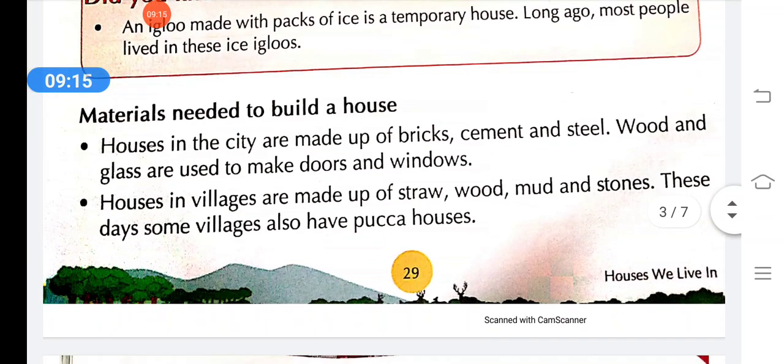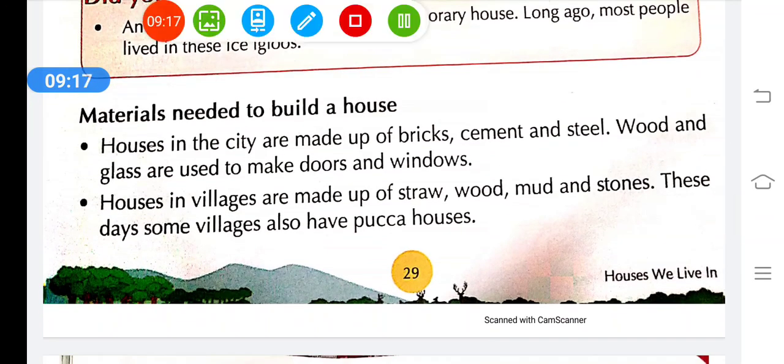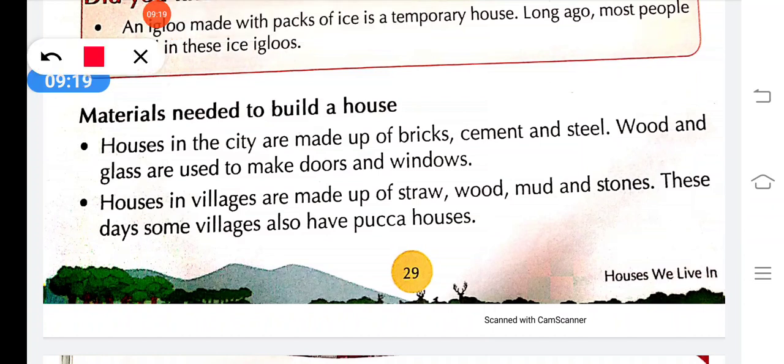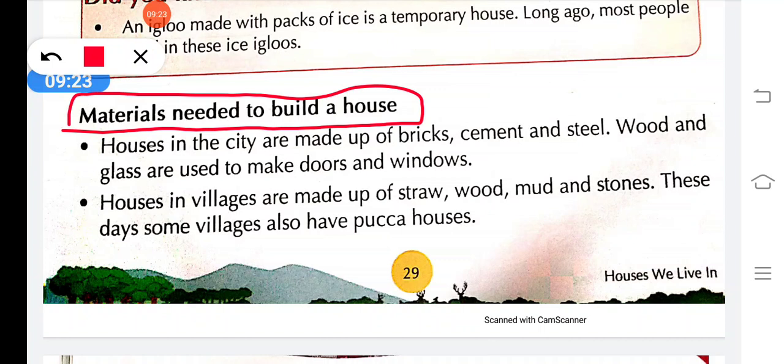Our next topic is materials needed to build a house. Which type of materials we use to build a house? Houses in the city are made up of bricks, cement, steel, rod, etc. We know that. And we build doors and windows with the help of wood and glass. Okay, so wood and glass are used to make doors and windows.